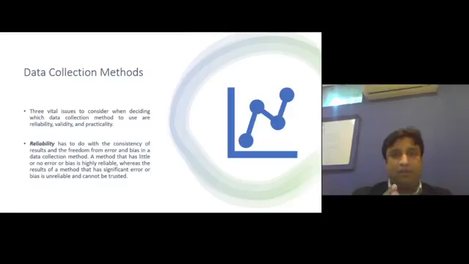For data collection methods, the important things are reliability, validity, and practicality. These are important during data collection. But during data collection, the main important thing is our questionnaire, and which kind of instrument we need in it. When we use an instrument, we must check that it is reliable, valid, and practical.